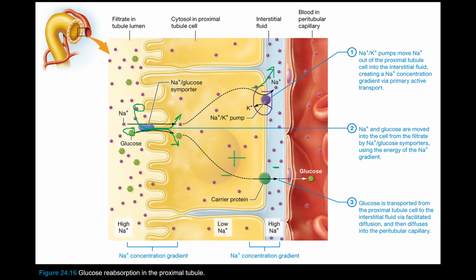And so glucose just facilitated diffusions right on out. And then again, it's going to go from high to low, so it's going to diffuse straight across into this capillary. And it all begins with this sodium-potassium pump creating a low sodium gradient in there and a high sodium gradient in here.